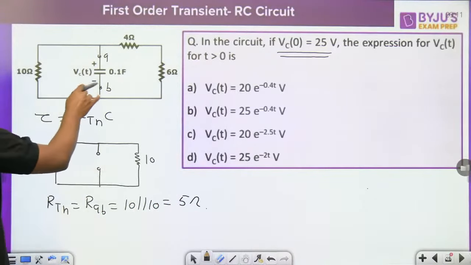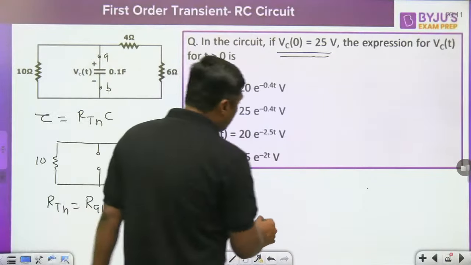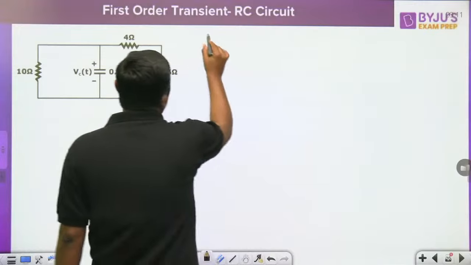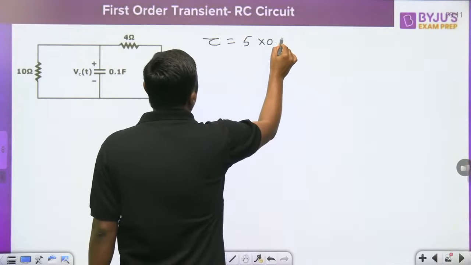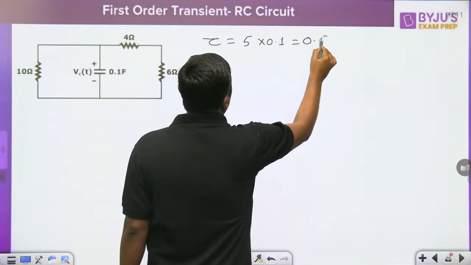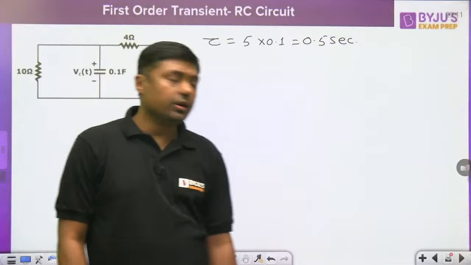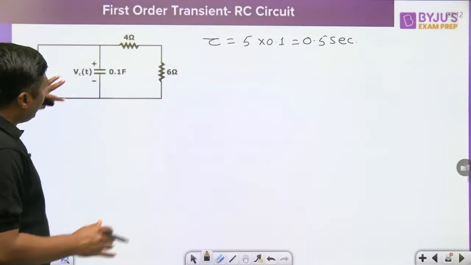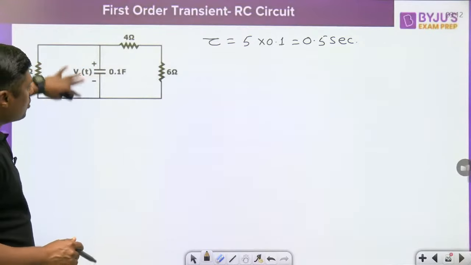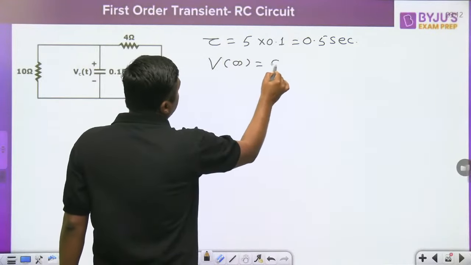Now, this is the 5 ohm, that is the capacitor. So 5 into 0.1 farad. What is the time constant of this circuit? 5 ohm into 0.1 farad becomes 0.5 second. Okay. Now, what is the final value? 0. Why? Because there is no source, so the final value is 0. At t equal to infinite, it is 0.